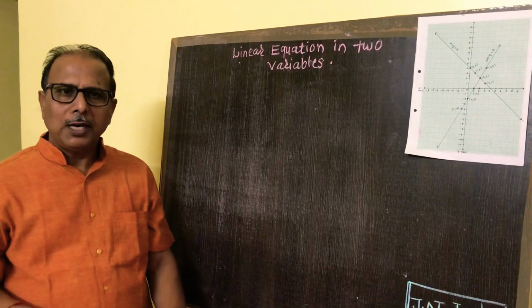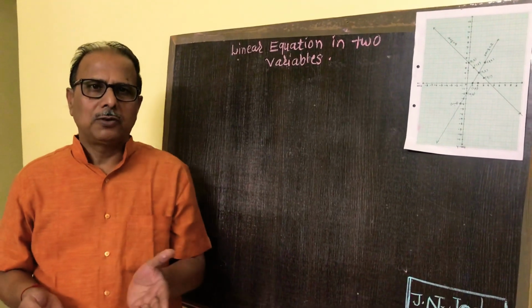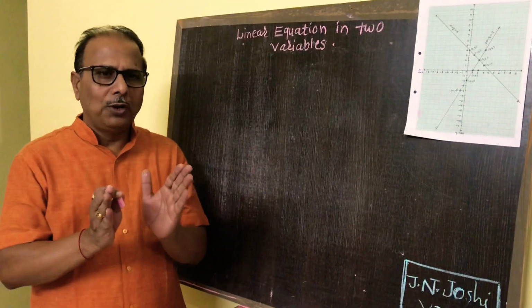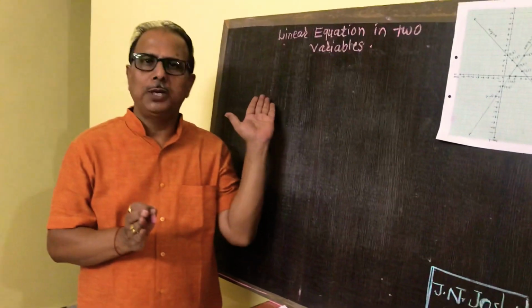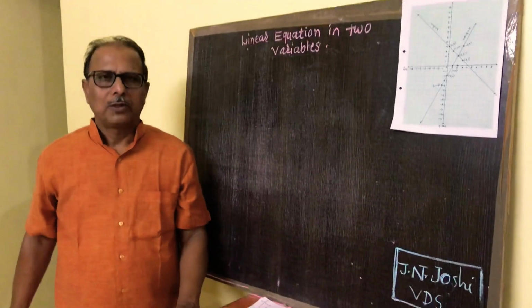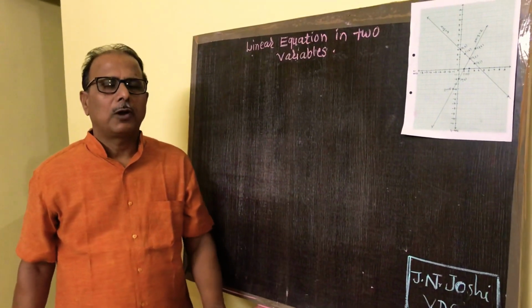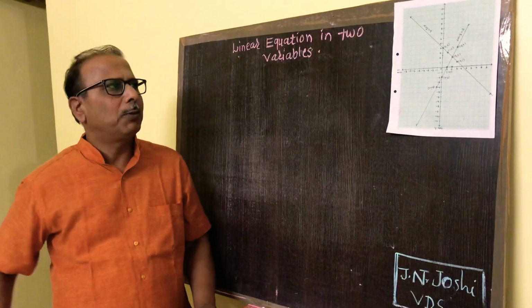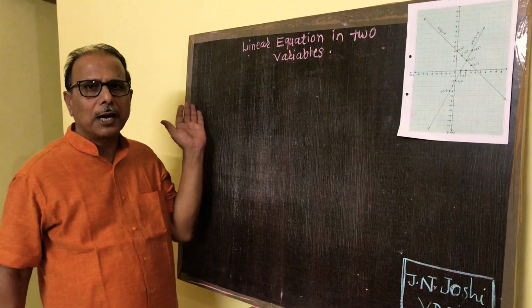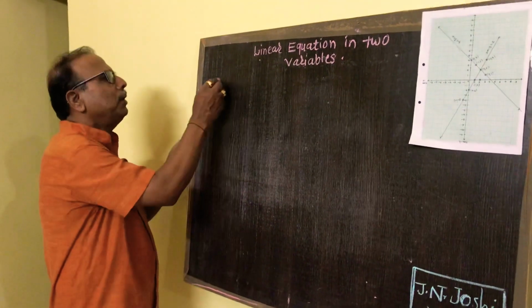So what is meant by simultaneous equations? The equations having a common solution. Two linear equations in two variables are said to be simultaneous equations. Now we are going to learn the first method of finding out the solution of simultaneous equations using a graph. That is called the graphical method.